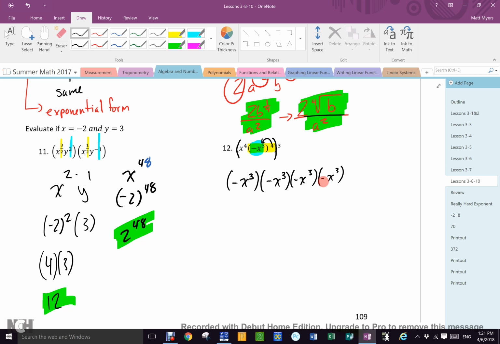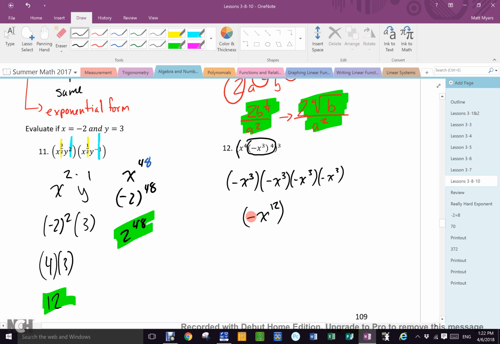What do I do? Hold up, not yet. What do? I add them. So this would be negative x, that's the whole base, right? To the 12. Agreed? So that is what this whole bit right here becomes. Everybody cool with that?